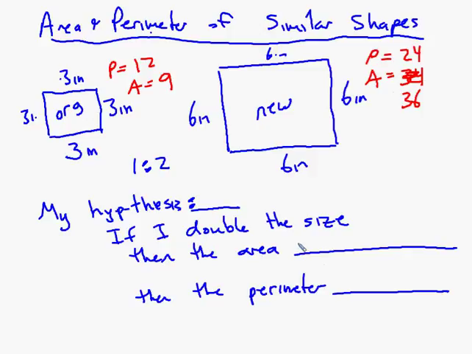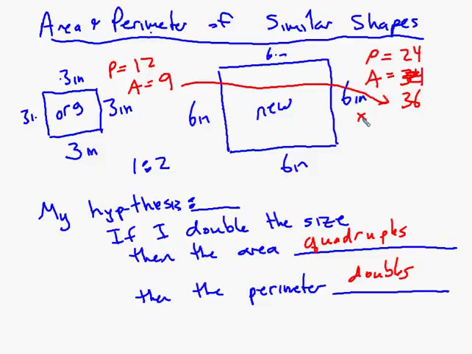What did you write for area? Quadruples. Is that what you wrote? Yeah, same. Who wrote something else? I put doubles. Did it double? No. Okay. What did you say for perimeter? Doubles. Okay. So did it quadruple the area? Yeah, it was times 4. It didn't double it, though, did it? It quadrupled it. Okay, now we're going to have to generalize this a little bit more.